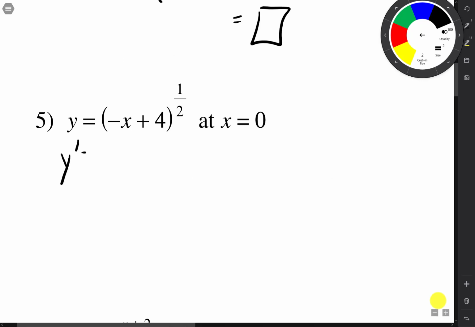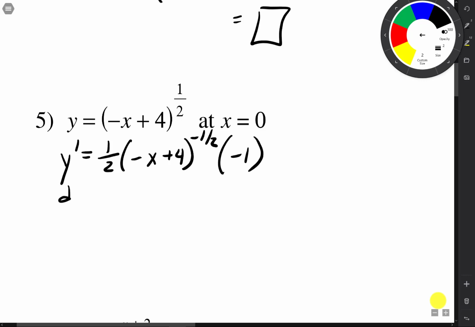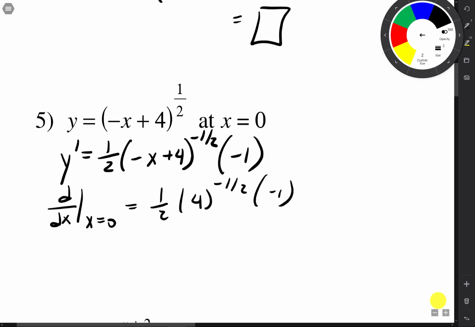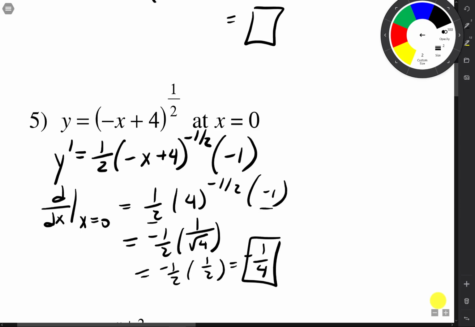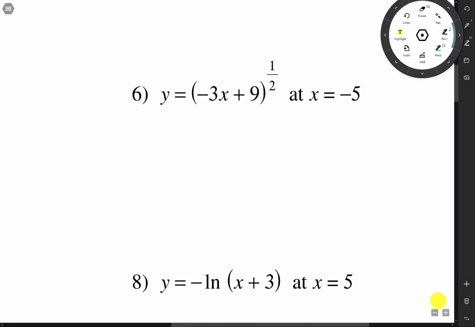Just a little bit of chain rule here. So bring the 1/2 down, keep the inside the same, drop the power down by 1, and then multiply by the derivative of the inside. So then your derivative when x is 0 is going to be 1/2 times 4 to the negative 1/2 times negative 1. So that'll just be negative 1/2 for this and this. And then that's 1 over the square root of 4. So negative 1/2 times 1 over 2 is negative 1/4. Check. Okay.